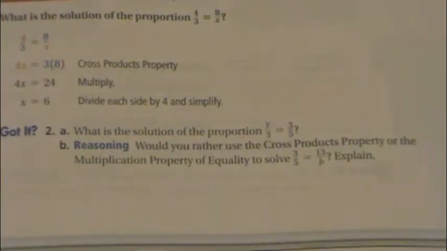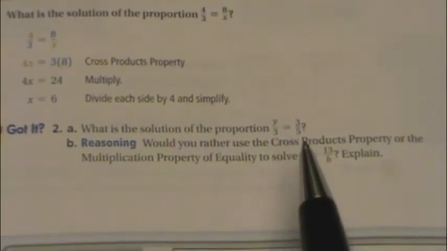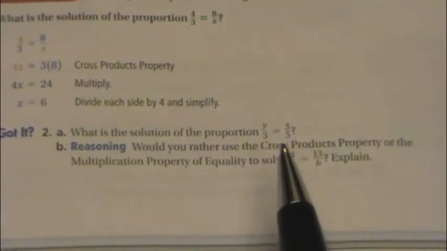And got it. Number 2, letter A. What is the solution of that proportion? Y over 3 equals 3 over 5. Get it in your notebook. Get started. We'll go over it together.